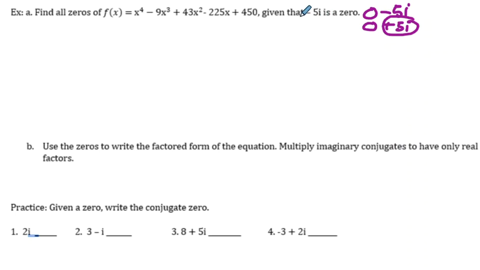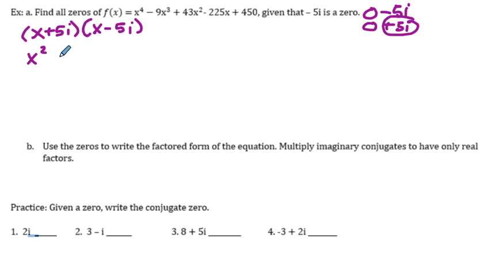So we can write our factors. If we have a 0 of negative 5i, we have a factor of x plus 5i. If positive 5i is a 0, we have a factor of x minus 5i. So we're going to multiply these two factors together.